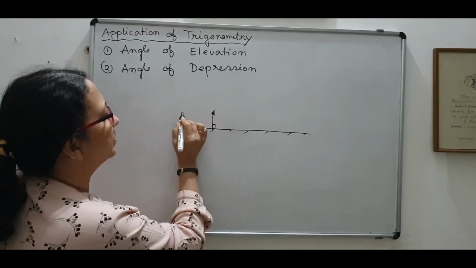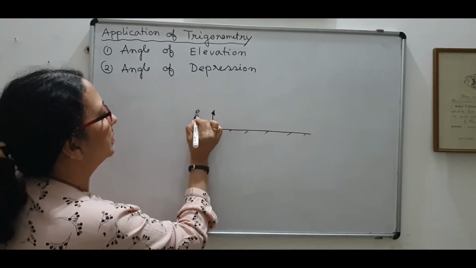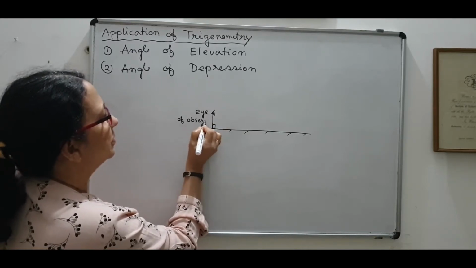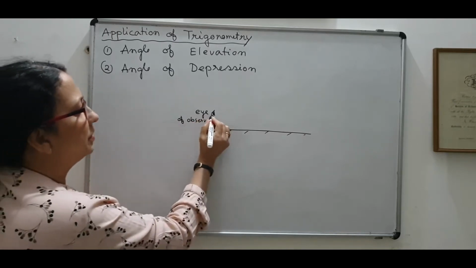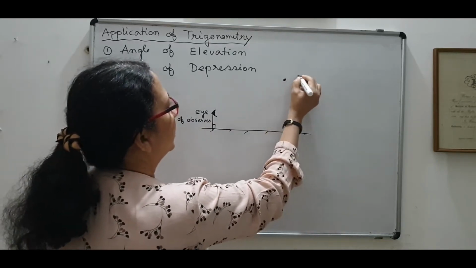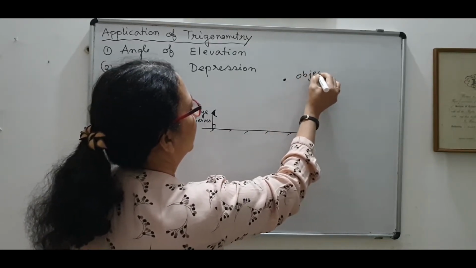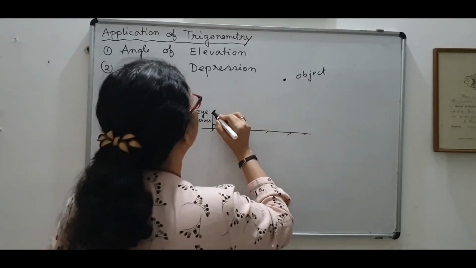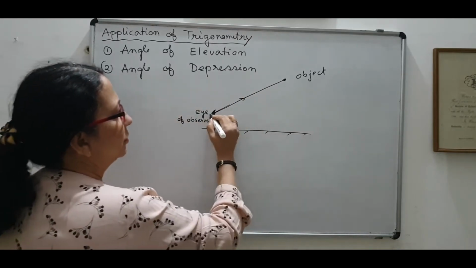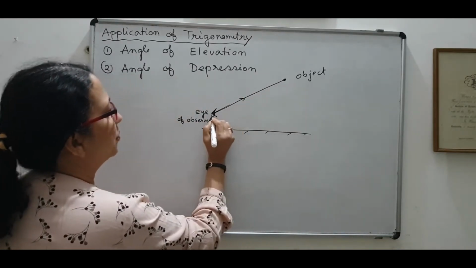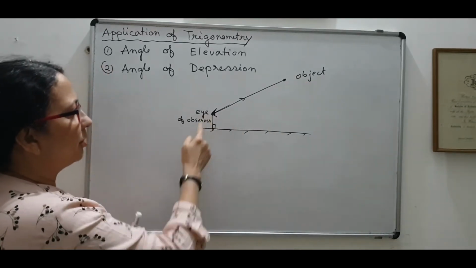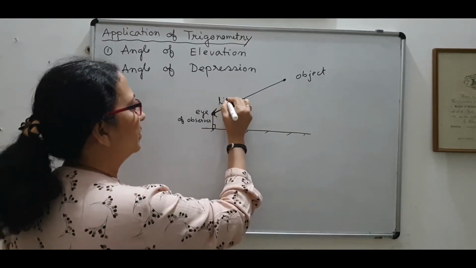So this is very important. Eye of the observer. Who is observing the thing? Eye of the observer. Okay. And here is the object C, which is being looked at. So here is the eye of the observer, this point, and here is the object. So this line joining the object and the eye of the observer will be known as line of sight.